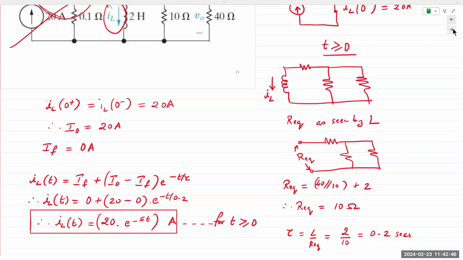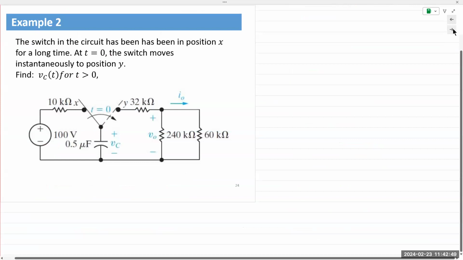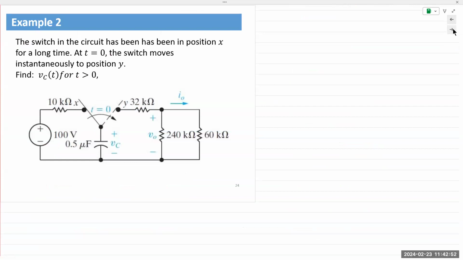Okay, example 2, very similar to the inductor example. We now have a dual position switch. Actually, let's back up and look at the problem statement. The switch has been in position X for a long time. Anytime you see those words, it indicates the system is at steady state. In this case, the capacitor has had sufficient time to reach full charge, and it's now at steady state.